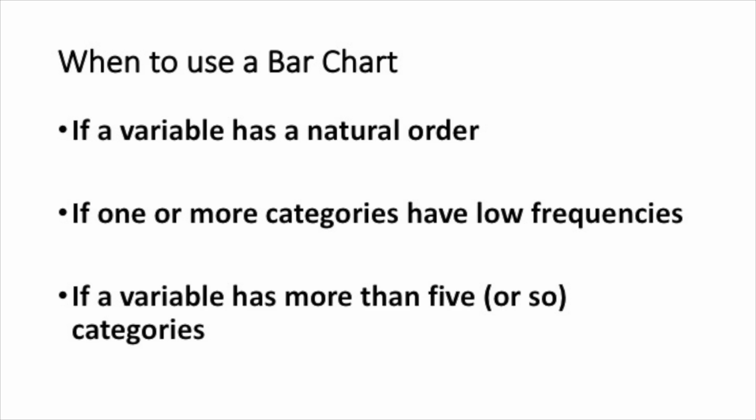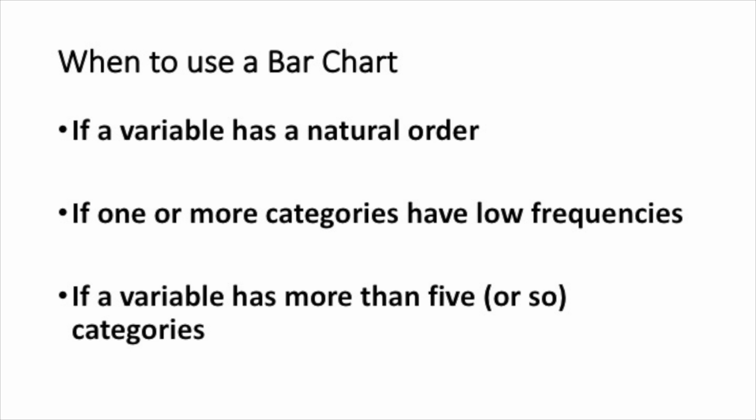Since we've looked at pie charts and bar charts, you might be wondering which one to use when displaying a categorical variable. It's ultimately a matter of preference, but here are some rules of thumb that I use. First, if a categorical variable has a natural order, it's good to use a bar chart because you can actually show that order. Second, if one or a few categories have very low frequencies, perhaps even a case where none of the observations fall within a category, I use a bar chart.